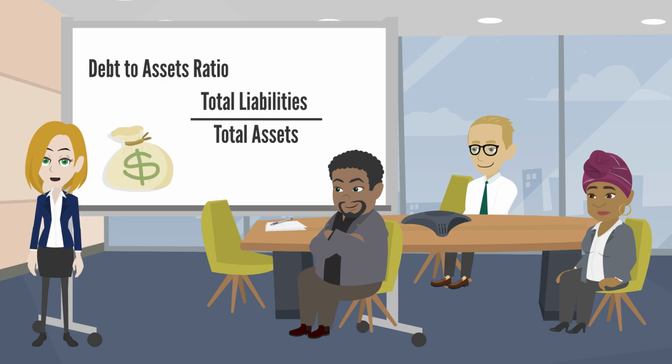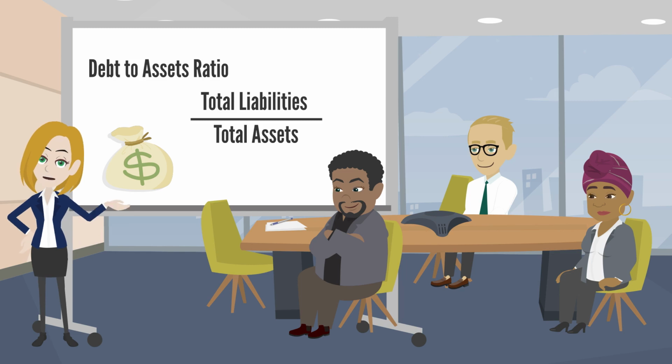The debt-to-asset ratio is a solvency ratio that measures the percentage of total financing provided by creditors. It is computed by dividing total liabilities, both current and long-term, by total assets. The higher the percentage of debt to assets, the greater the risk that the company may not be able to pay its obligations. From a creditor's perspective, a low ratio of debt is desirable.